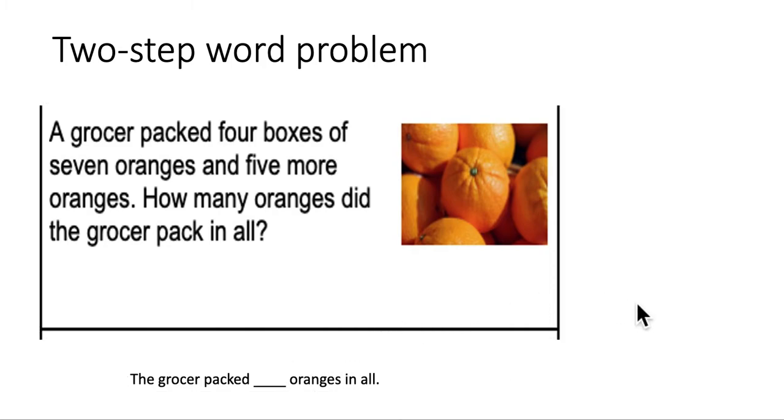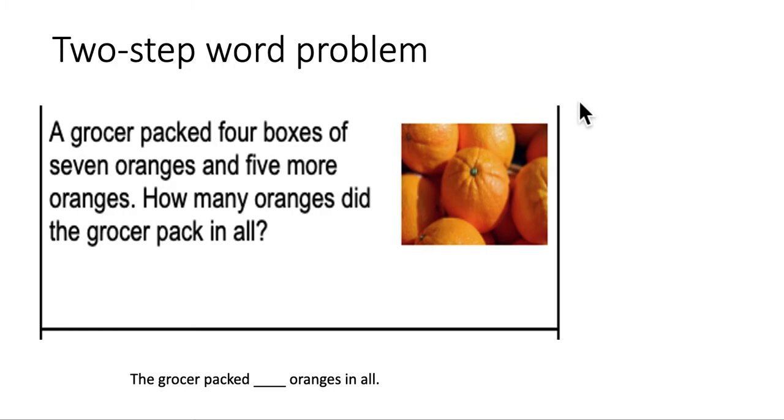Let's read this for a third time now. A third time. And I think we might be ready. A grocer packed 4 boxes of 7 oranges and 5 more oranges. How many oranges did the grocer pack in all? Let's get busy. I think I know what to do. So this grocer had 4 boxes of 7 oranges.